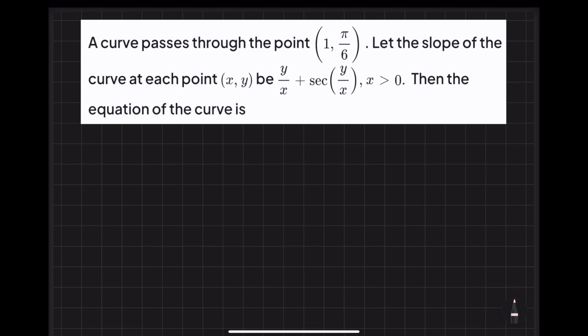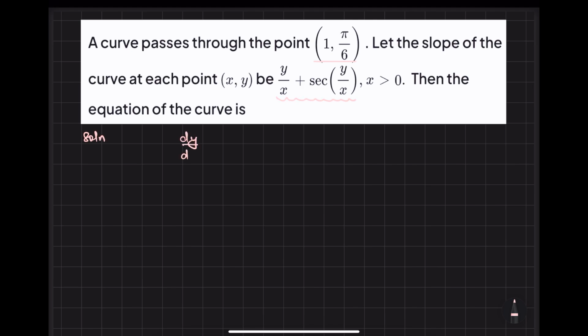So, we got a wholesome new problem which says a curve passes through this point. So the curve is passing through this point. This means this point will be used for calculating the value of the integration constant c. Let the slope of the curve at each point (x, y) be this. Slope means what? Tangent. Tangent is dy by dx. So look at this, how I will approach this question.